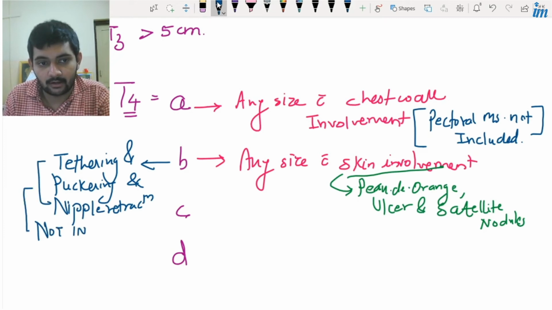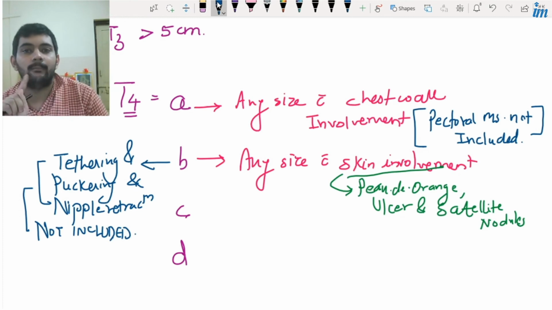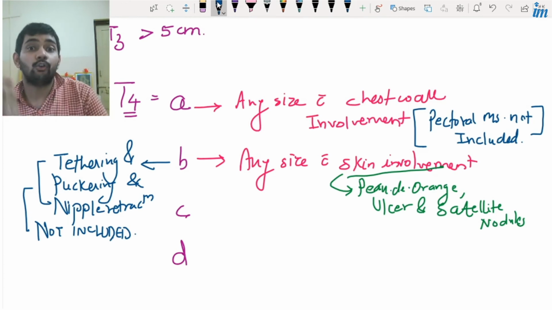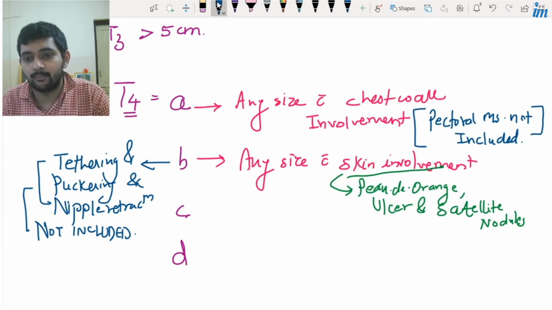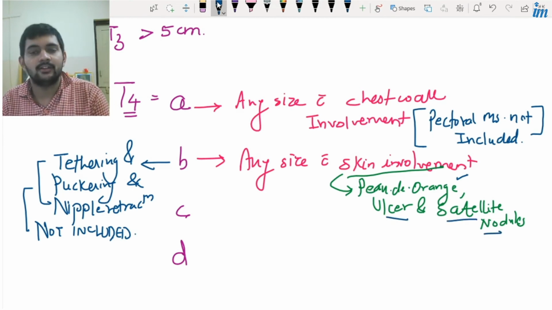These three are not included. Okay, these are not to be included. Why? Because these look like skin involvement, but these are not true skin involvements. Tethering and puckering are nothing but involvement of the ligament of Cooper, whereas nipple retraction is an involvement of the lactiferous duct. So it is not actually a true skin involvement, and that's why in T4B you will only consider pseudo-orange appearance, which is an orange skin-like appearance because of an obstruction of lymphatics, ulcer, and satellite nodules.